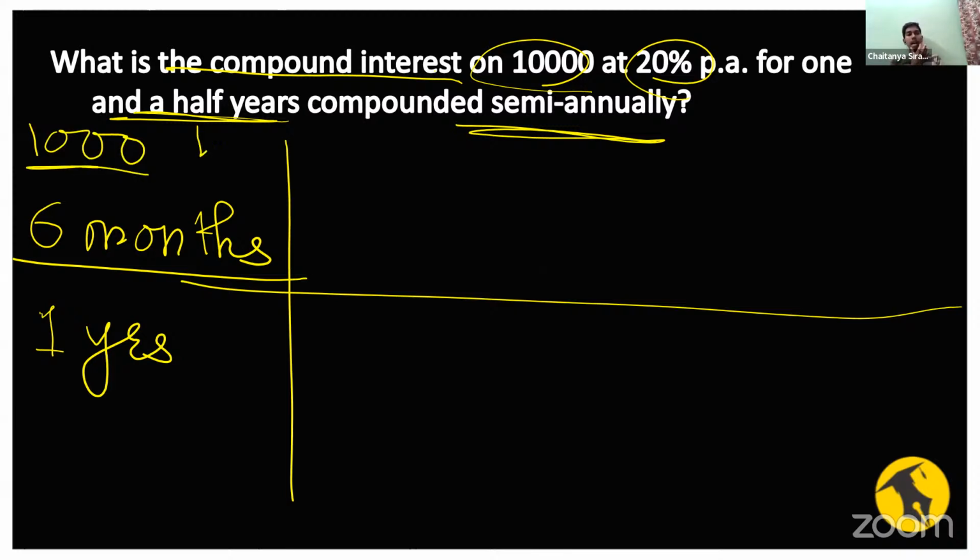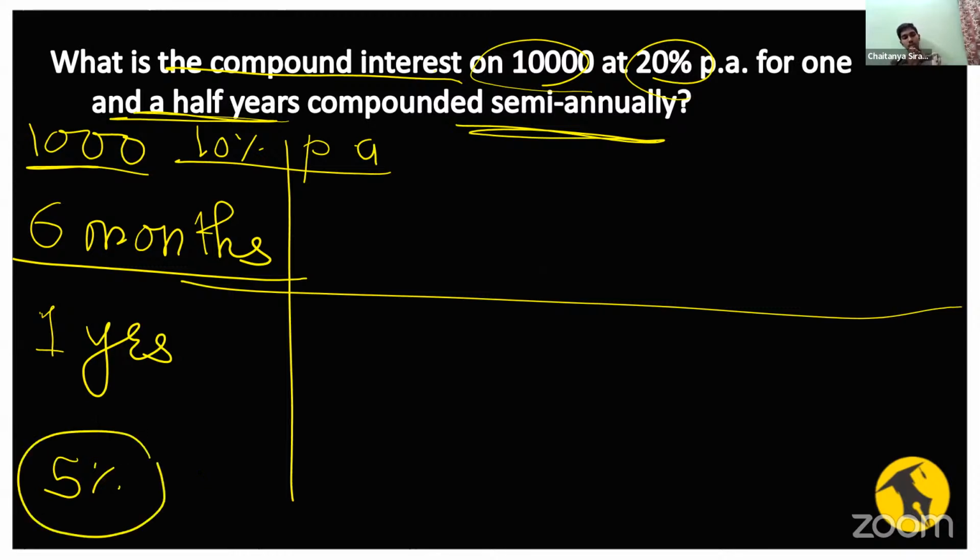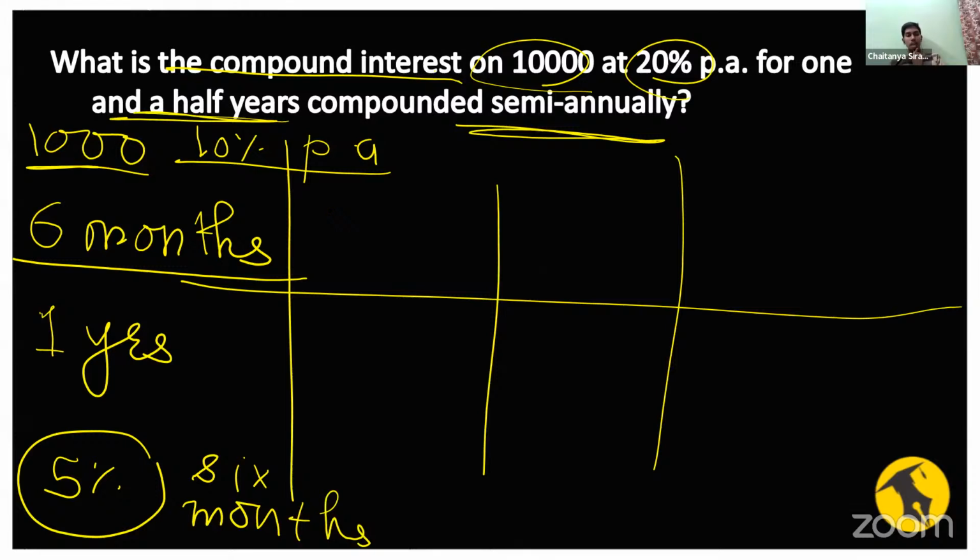10,000 rupees at 10% per annum. Per annum means for all year. So for 6 months, what would be the rate of interest? It would be 5% for 6 months, right? It would be half. So for the first 6 months, I would get how much? 500 rupees as my interest. So amount would be 10500.